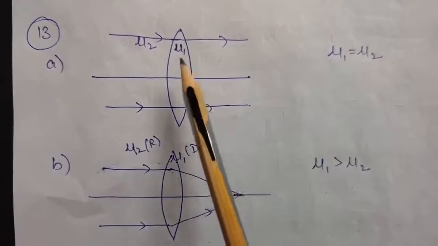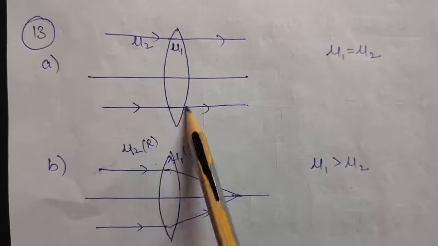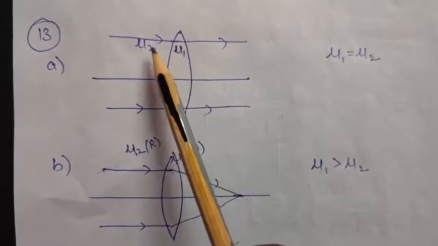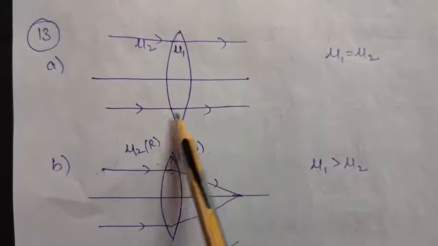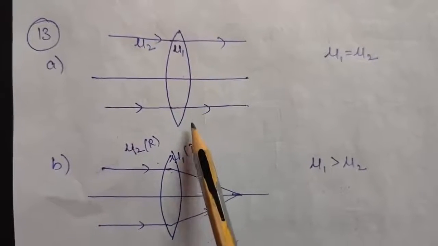When mu1 is equal to mu2, let us suppose these two rays are falling on the lens. Because they have the same refractive index, these rays will not suffer any deviation and they will pass straight. So this will be the ray diagram for the first case.